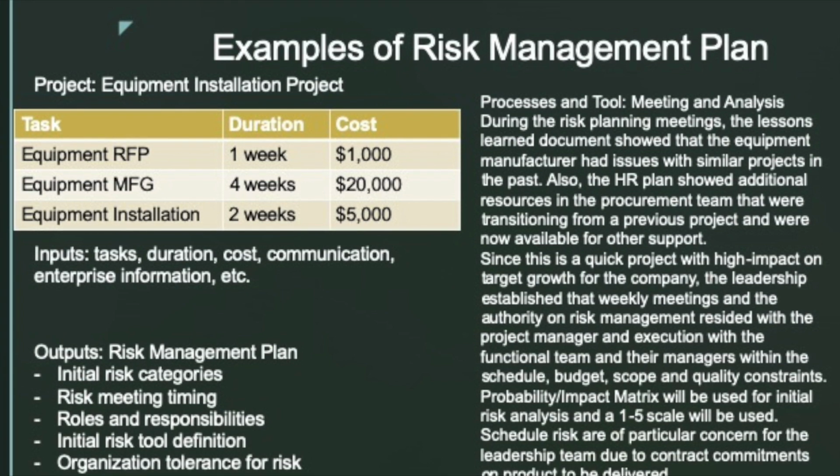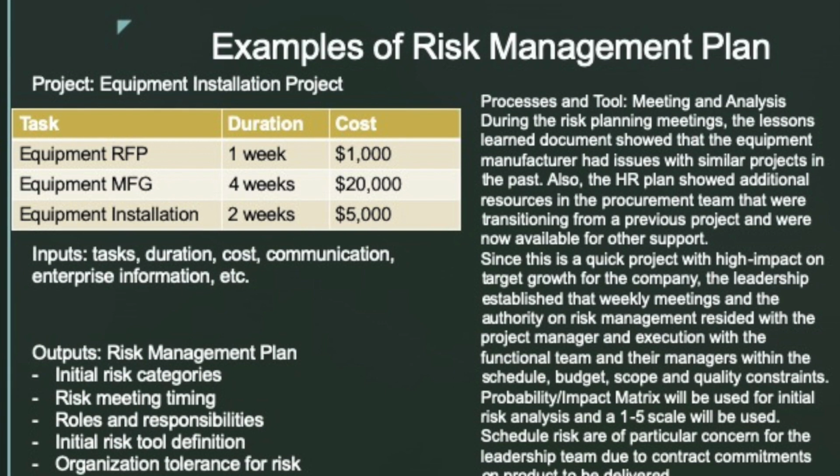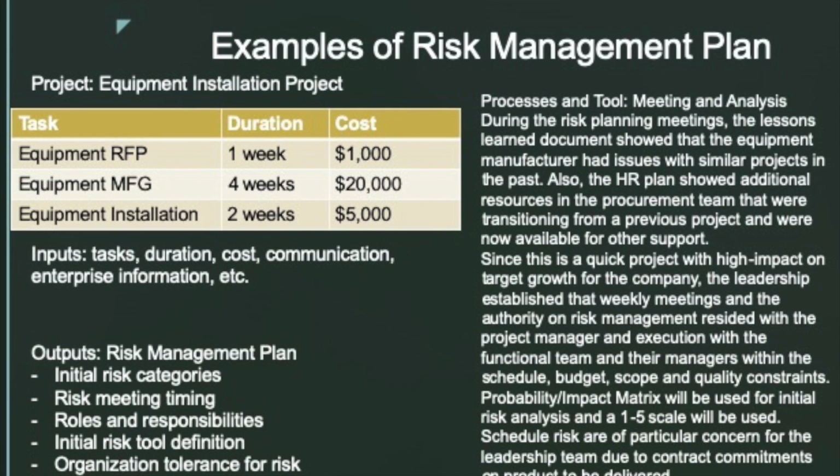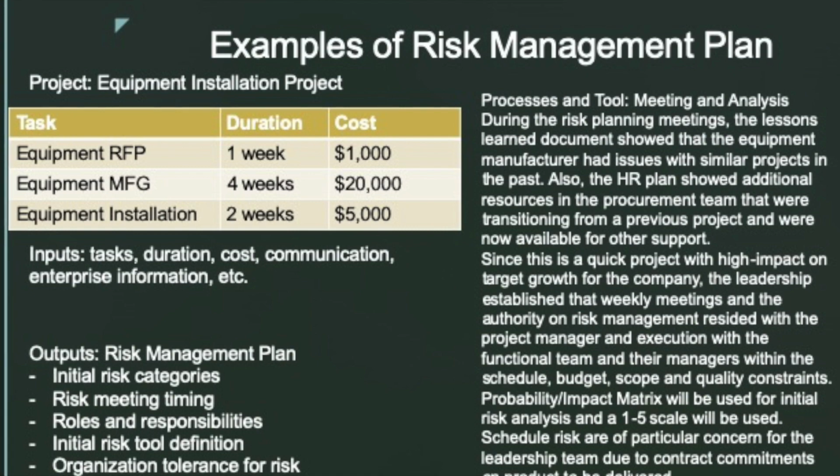The outputs of this risk management plan are initial risk categories, risk meeting timing, roles and responsibilities, initial risk tool definition, and organization tolerance for risk.